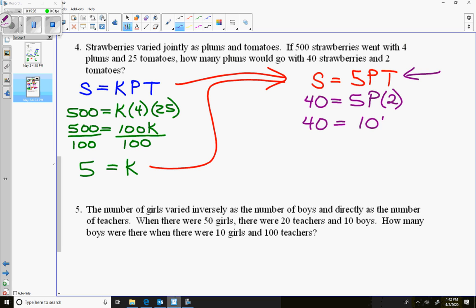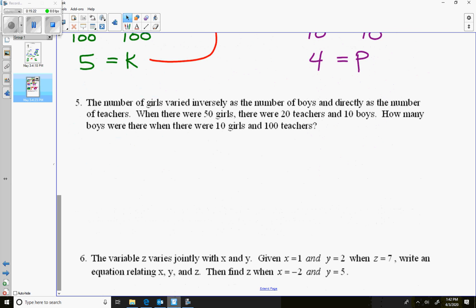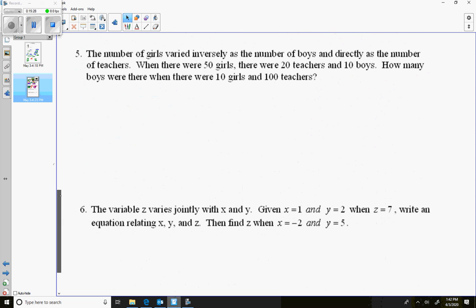So 40 equals 10p, divide by 10. So we should have 4 plums. Next. Okay, there we go, too far.